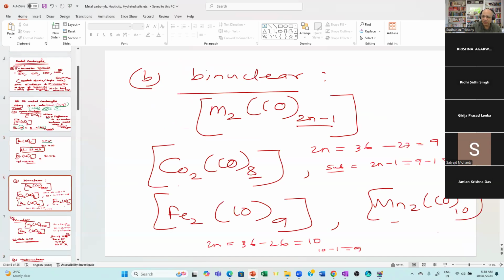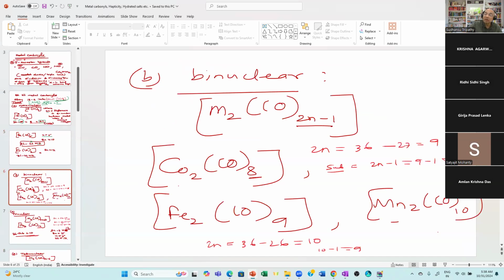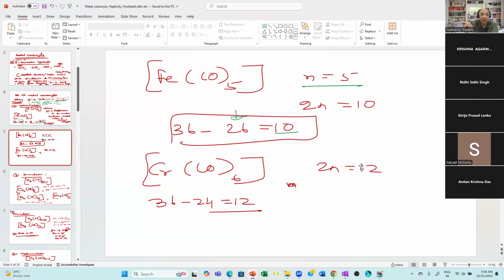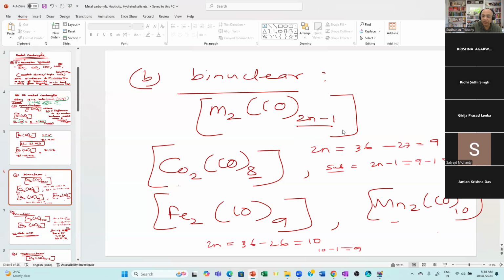I'll tell you now, just see, binuclear, where there are two metal atoms, it is a binuclear complex. Just like we have bridging ligands, mu amido, this will be mu carbonyl. If there is a bridging ligand, then the mu term will come in between. So the formula is different: M2(CO) 2n minus 1. The definition of 2n holds good, the same: the difference between the atomic number of the nearest noble gas and the atomic number of the neutral atom. So here the formula is 2n minus 1.